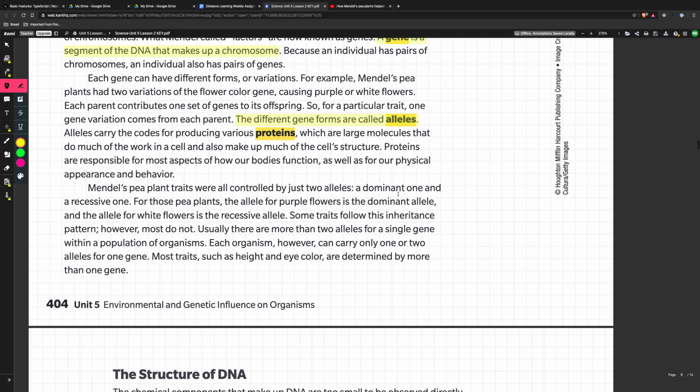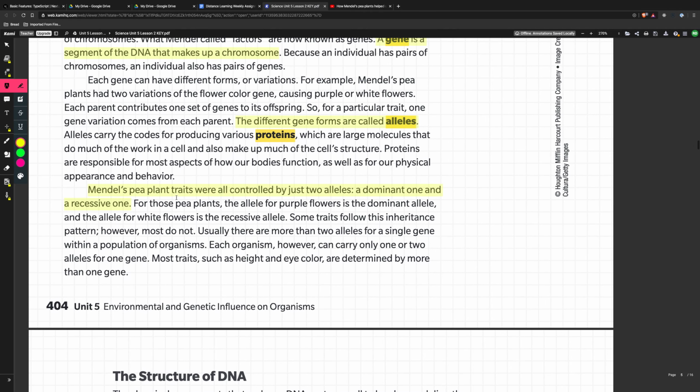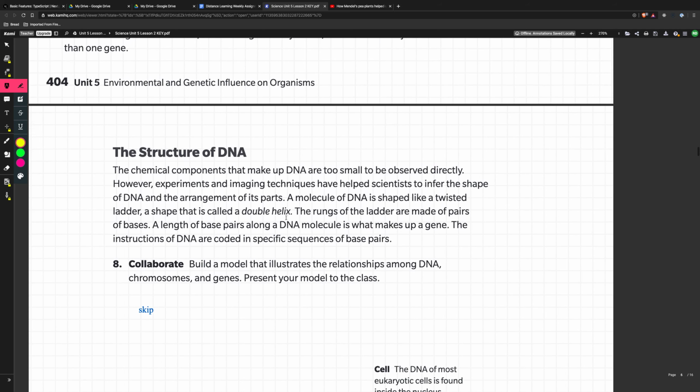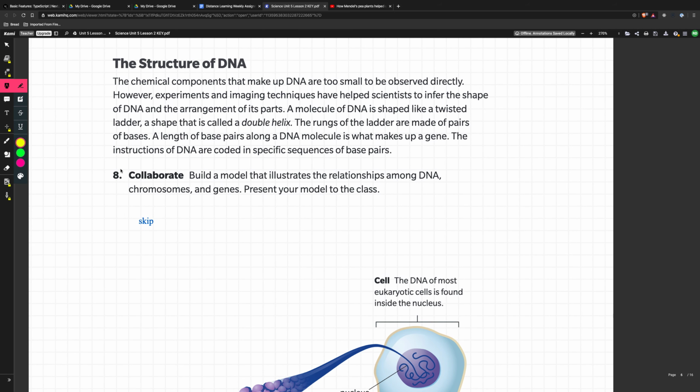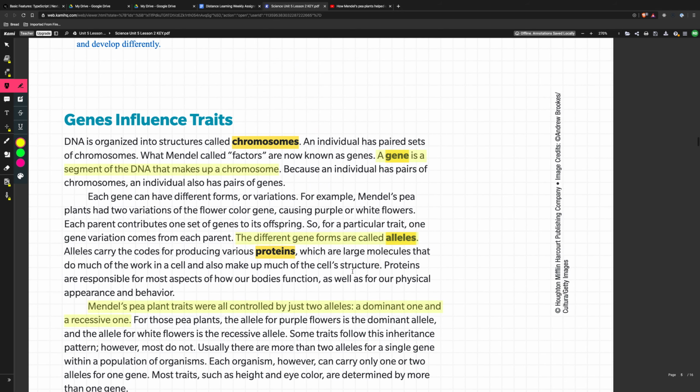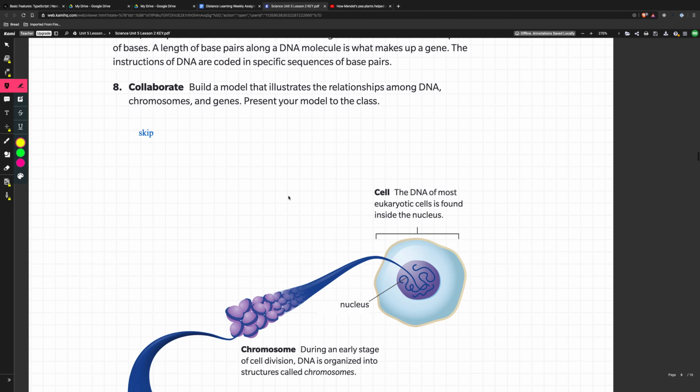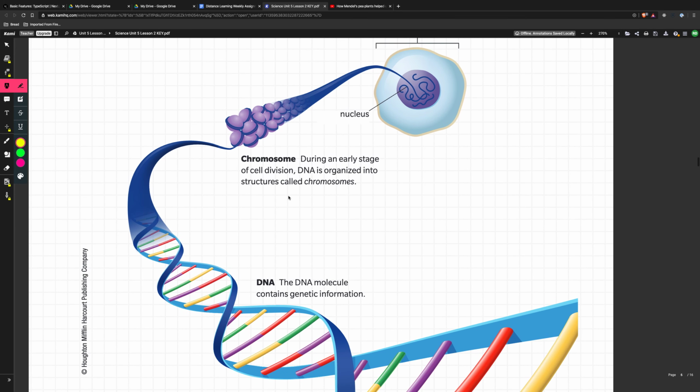So now this goes into Mendel's work. This will make more sense as I go through diagrams, so if you're thinking I still don't get this, then don't worry. Mendel's pea plant traits were controlled by just 2 alleles, a dominant one and a recessive one. This refers back to these alleles being the things that are getting passed on. This also talks about the structure of DNA, and we are going to skip making this model, but a lot of these vocabulary words you can see right here.